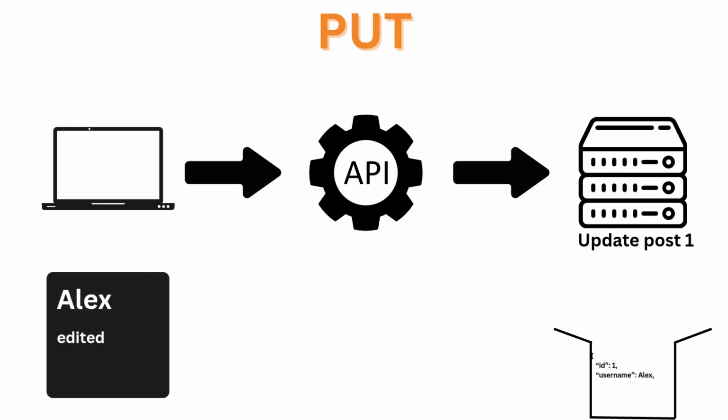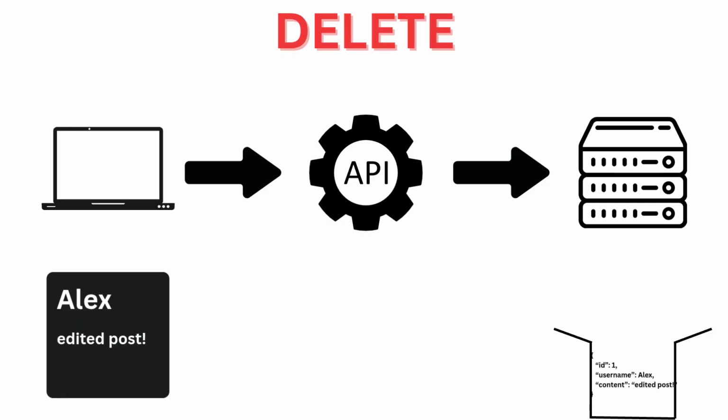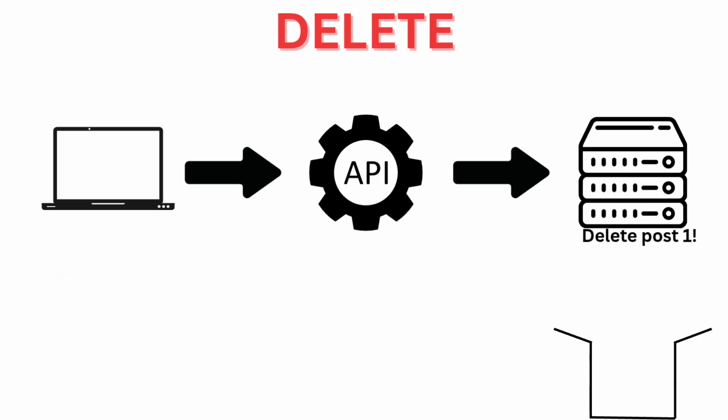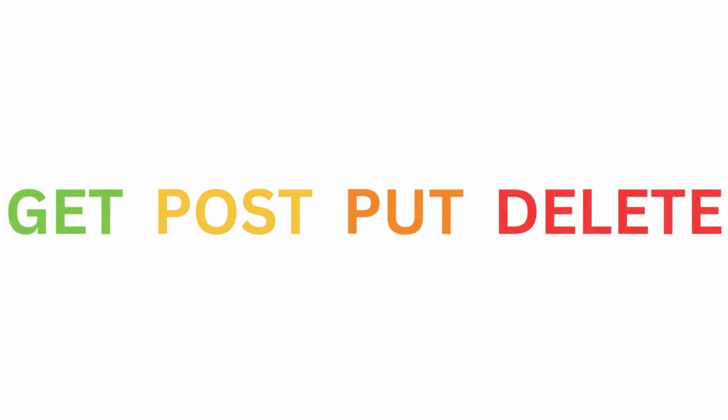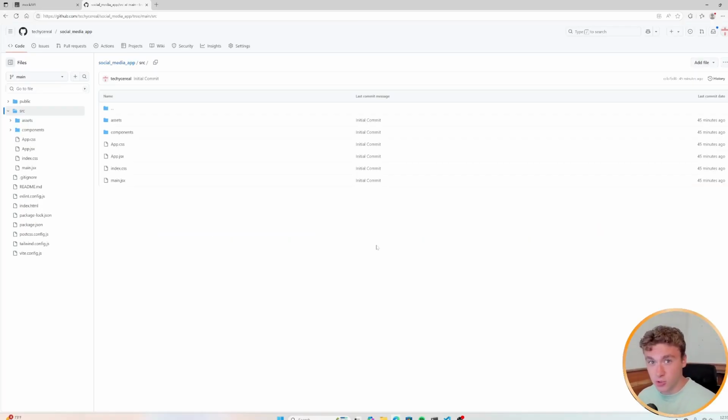For example, if you need to update your social media post. The delete method is just that, deleting data that you've already given to a server. All these methods are just different commands you give the API so it knows how to handle your request and data. Before we jump into building this social media app, we have to get all of our tools ready.